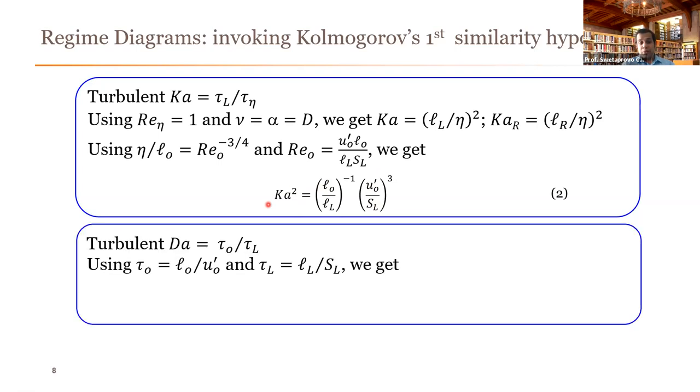Now we can also define a Damköhler number as the ratio of the integral time scale to the flame time scale, or the flame crossing time scale. And then utilizing these relations, we can show that your Damköhler number can also be written in terms of these non-dimensional parameters, the length scale ratio and the speed ratio, the RMS of velocity fluctuations divided by flame speed to the power minus one.